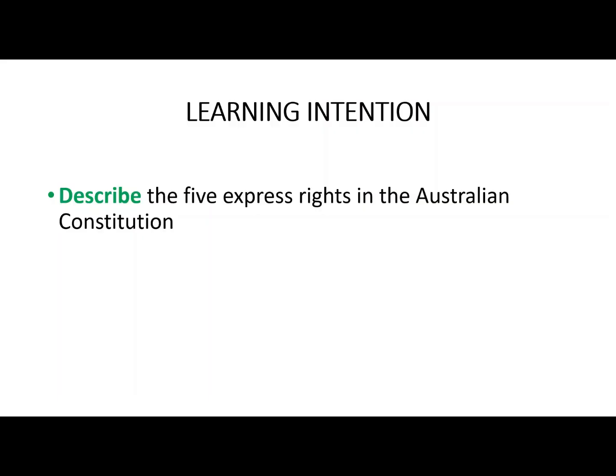Well, that brings us to the end of this video. As a result of watching and taking notes on this video, you should now be able to describe the five express rights in the Australian Constitution. Remember that you now need to read the section from the textbook referred to on the first slide. And if you find any additional information from that reading that you think is useful, then supplement your Cornell notes with that additional information. Thank you for your attention.